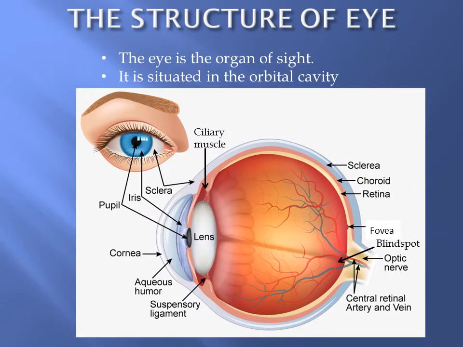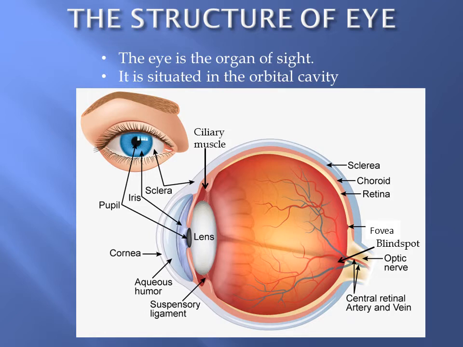So let's see the structure of the eye. The eye is the organ responsible for sight. It is situated in the orbital cavity. And this eye can be compared to a camera. So what are the similarities you find between a camera and the eye?